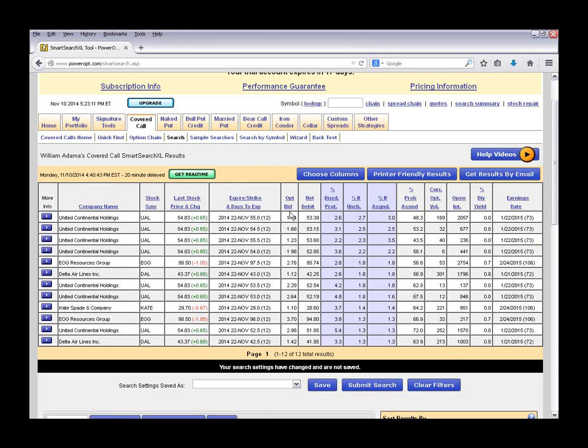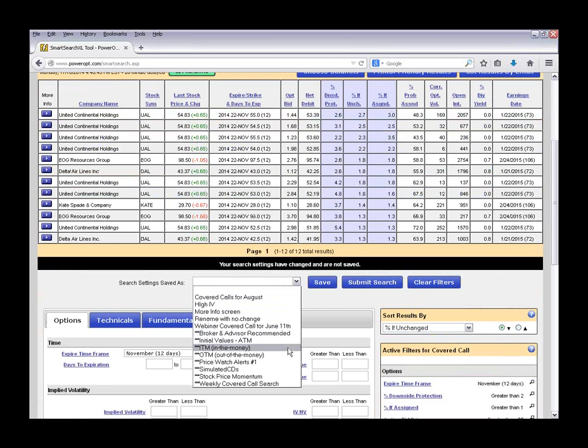Now that's just using a sample search or one of the default searches. If you go directly into the main search tool, you'll also have several defaults that you can use as a stepping stone. You can use things such as the Broker Advisor recommended again.